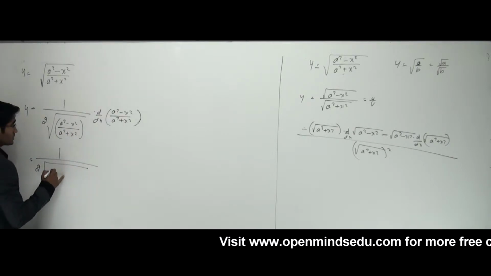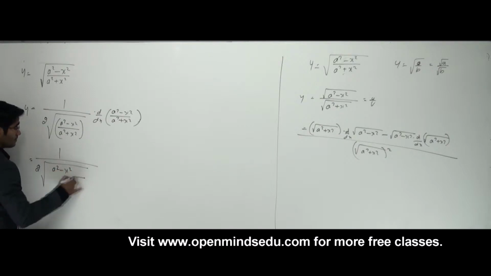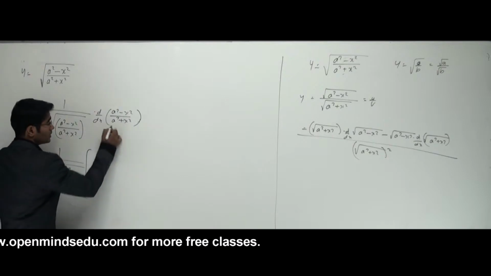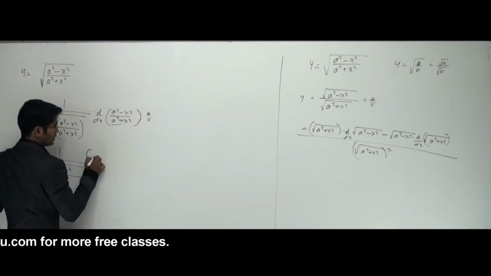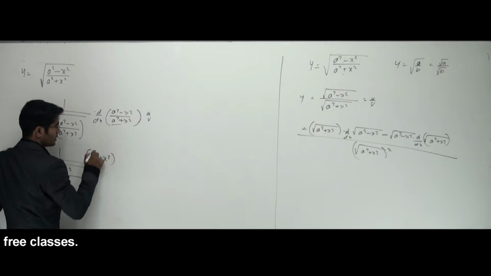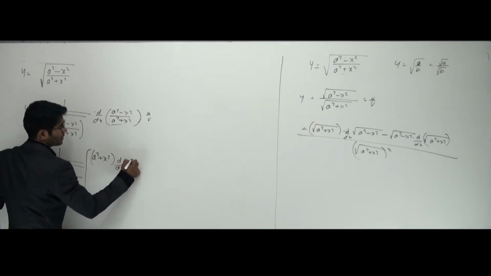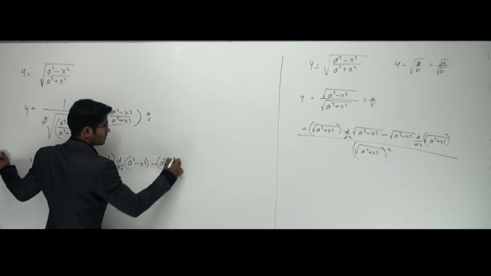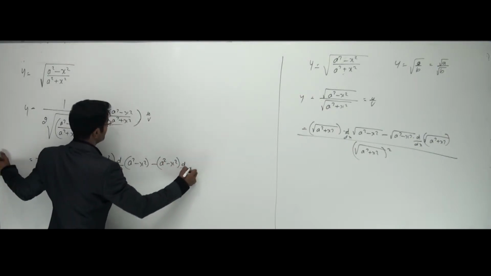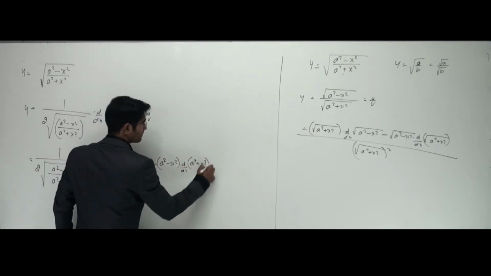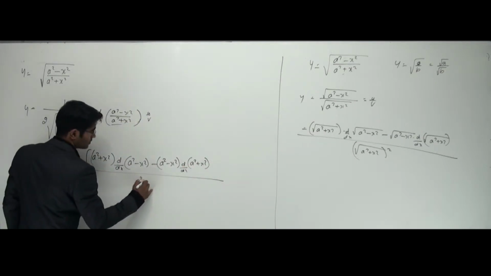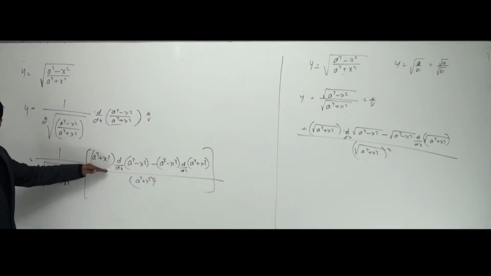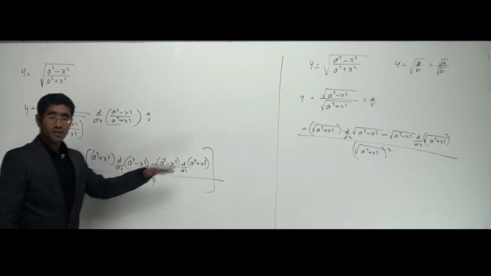So here it goes like a squared minus x squared by a squared plus x squared, and here I'll be using the quotient rule. This is the u by v rule, so it is a squared plus x squared into differentiation of a squared minus x squared, minus a squared minus x squared into differentiation of a squared plus x squared, the whole thing divided by a squared plus x squared, the whole squared. Now what is the differentiation sign? Here it is, and here it is. So the next step, see what happens.